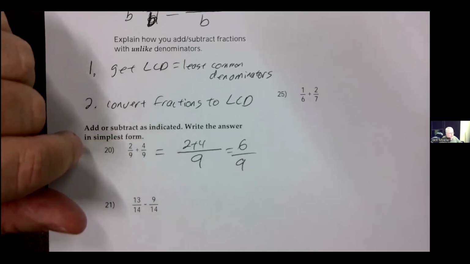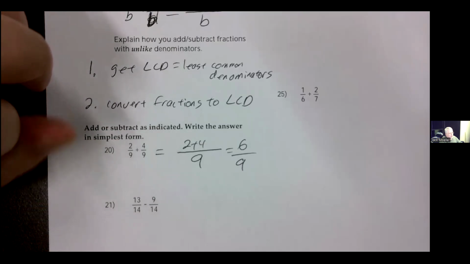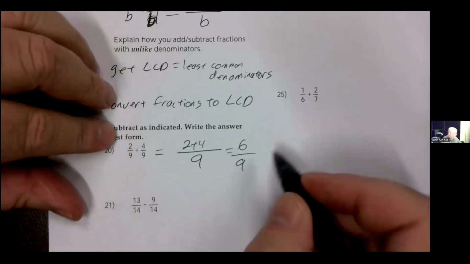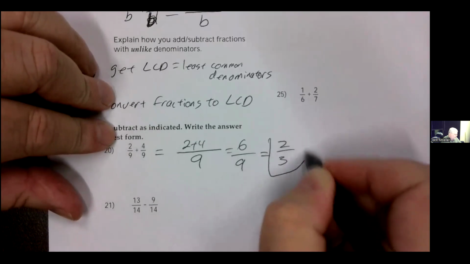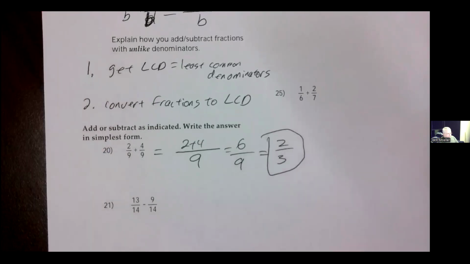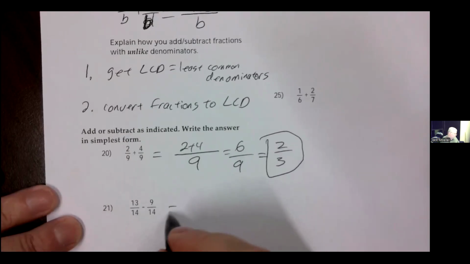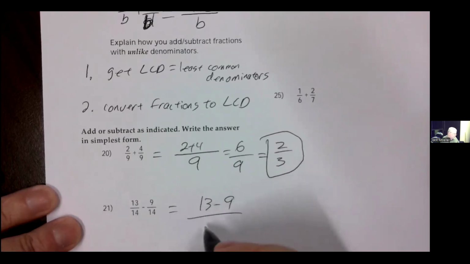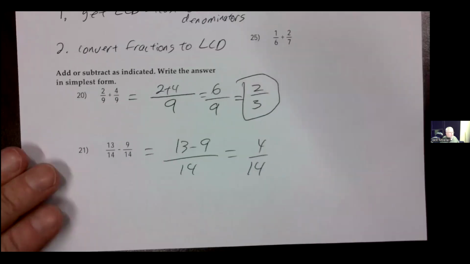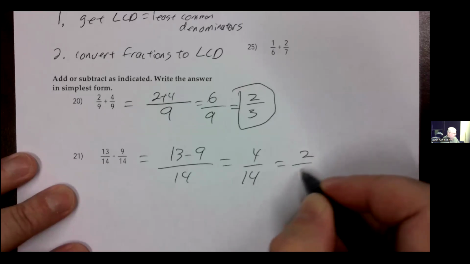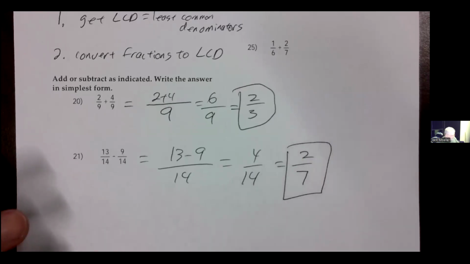Are we done with this problem? Hopefully you say no, because you always have to check if we can simplify. Both of those are divisible by 3. So our final answer would be 2/3. Works the same for subtraction. There we're going to do 13 minus 9 over 14, which is 4 over 14. Those are both even, so we can divide by 2 and get 2/7.